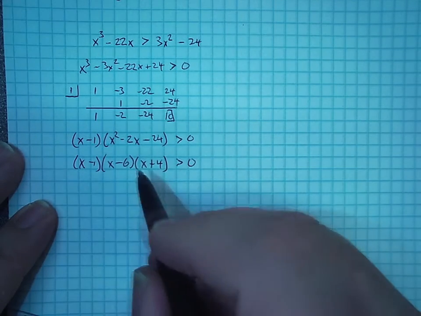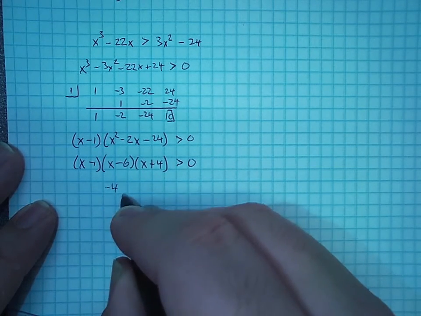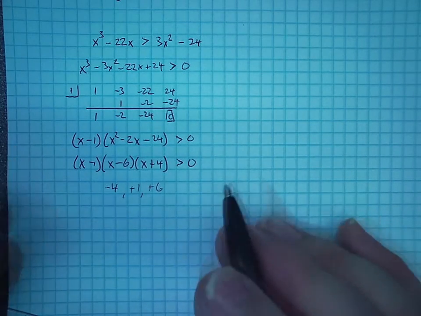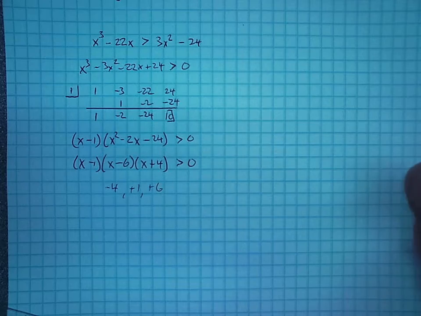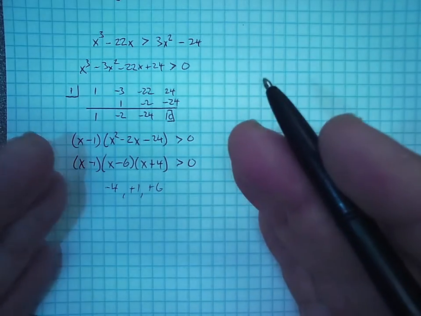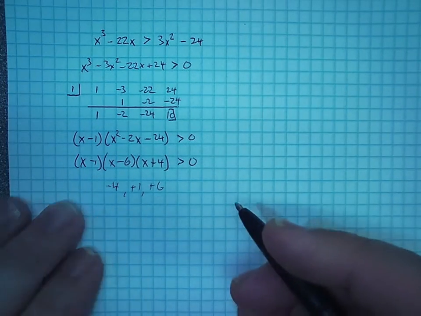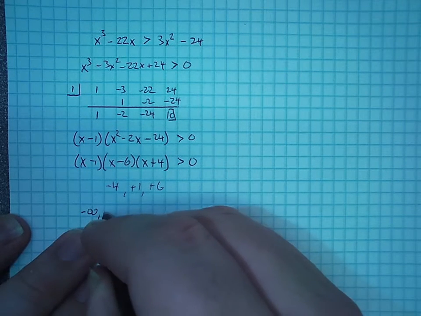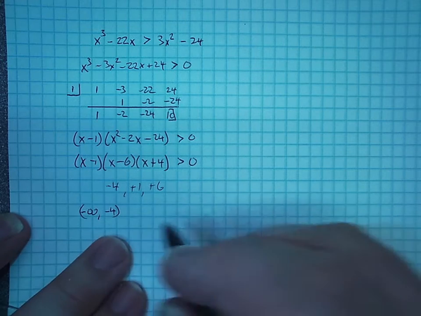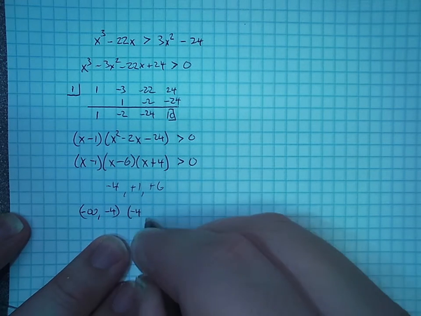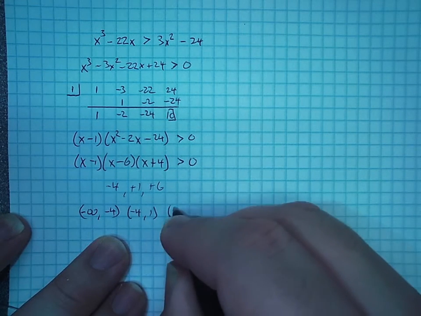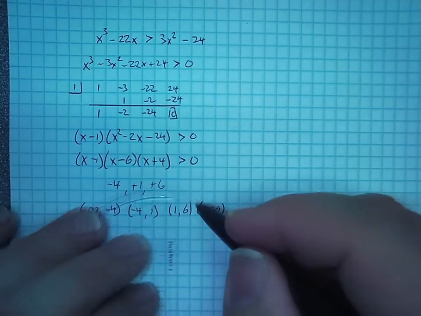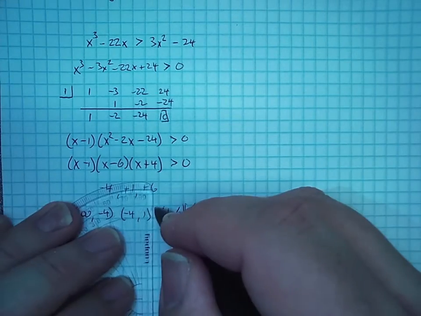The zeros are negative 4, positive 1, and positive 6 when I put them in order, which means I'm breaking the set of all real numbers, starting at negative infinity and heading toward positive infinity, into different sections. So the first section is all the numbers from negative infinity to negative 4. My second section goes from negative 4 to positive 1, then from 1 to 6, and then from 6 to infinity. So all real numbers are indicated somewhere on this chart.